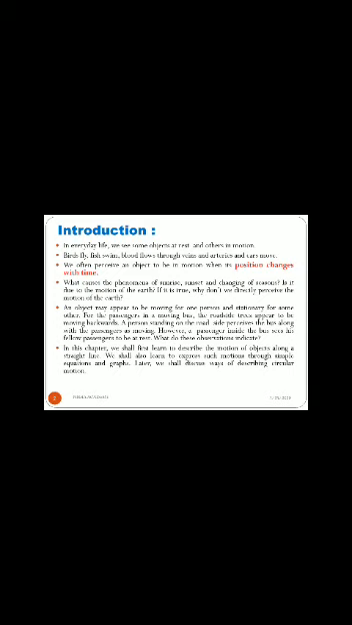So in this chapter we will first learn to describe the motion of an object in a straight line. We will also learn to express such motions through simple equations and graphs, and later we shall discuss the ways of describing circular motion. In this slide I have highlighted some letters and words in red font. Kindly focus on that.